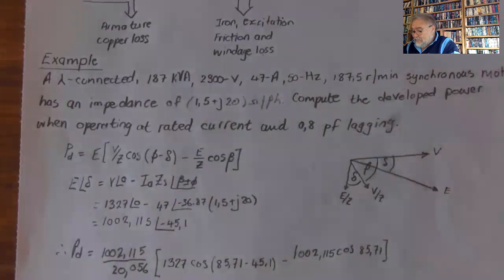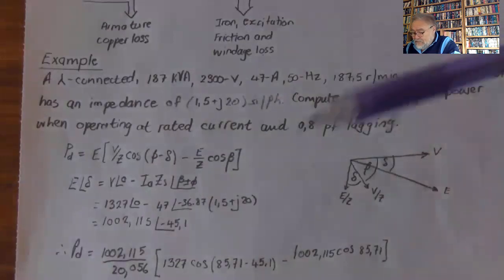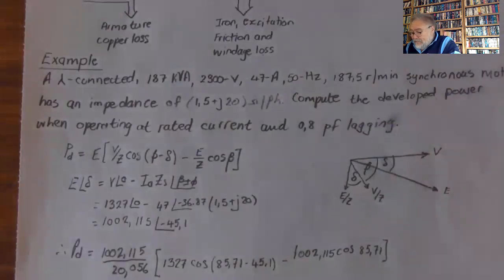So first of all what we have to calculate is the induced EMF, which is V minus IA ZS angle beta plus or minus phi. That is 1327 angle 0 minus 47 at an angle of 36.87 lagging times the impedance, which is 1.5 plus j20. That gives us a value of 1002.115 at an angle minus 45.1.